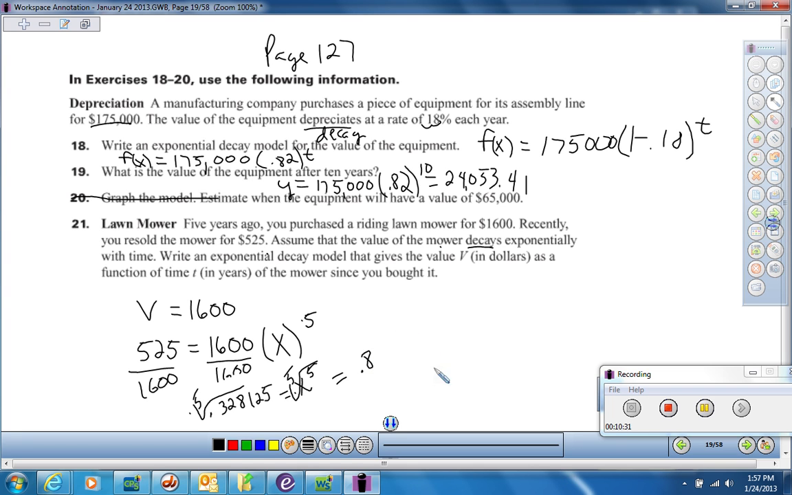So to come up with a formula or a model for this, we just write V is equal to $16,000 times 0.8 to the t power. So however many years we put in, that would give us the value of the lawnmower. I'm going to finish the rest of it in the second video.